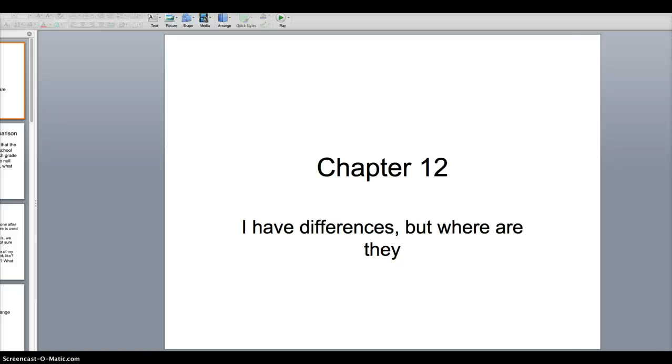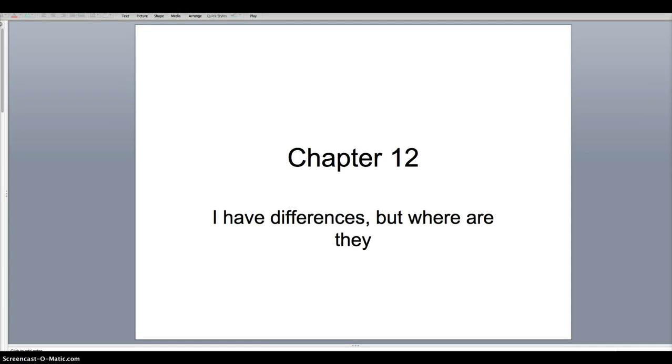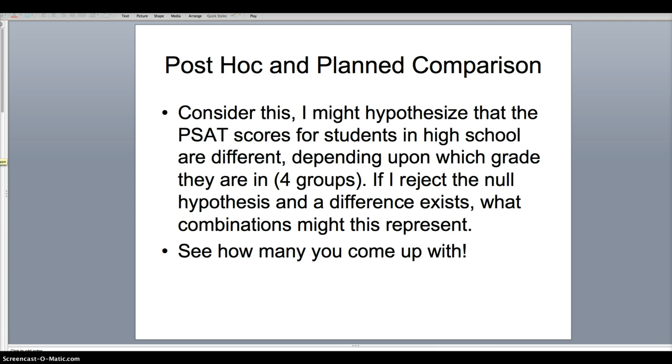In this chapter, we're going to look at what's called post hoc tests. In the previous chapter, we had multiple groups, and we wanted to determine if there was a significant difference in those multiple groups. The problem we ran into, though, was just because there's a difference between those groups, it doesn't do us much good if we can't determine where the differences are.